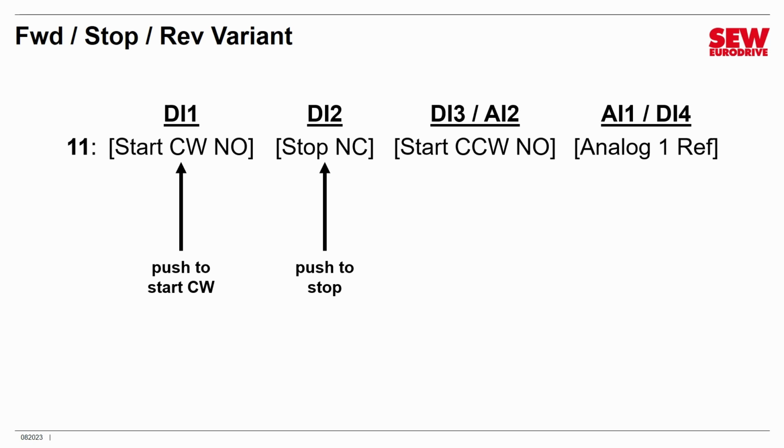And digital input 3, analog input 2, is connected to the start counterclockwise push button, which is also normally open. You push it to start the drive in the counterclockwise direction. Analog input 1, digital input 4 is operating in analog mode here. It's connected up to a speed control potentiometer, so there is only potentiometer control with this variant.